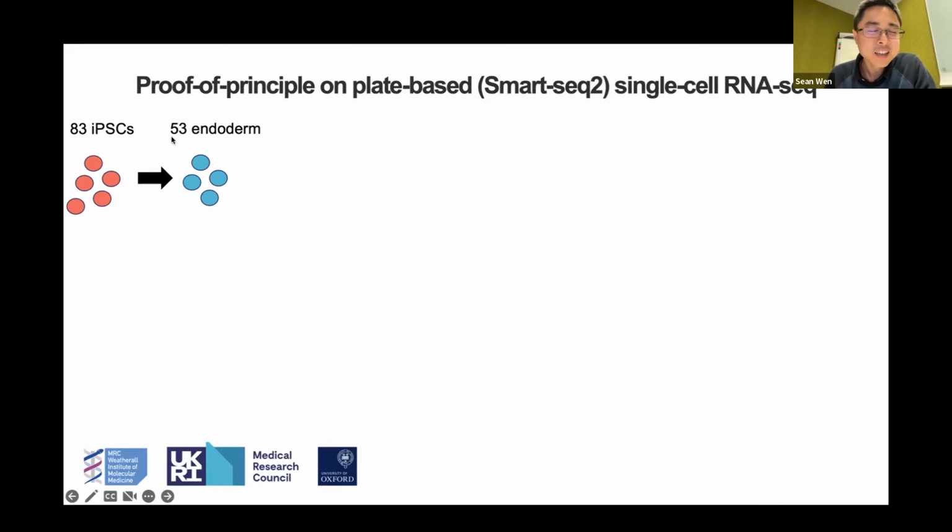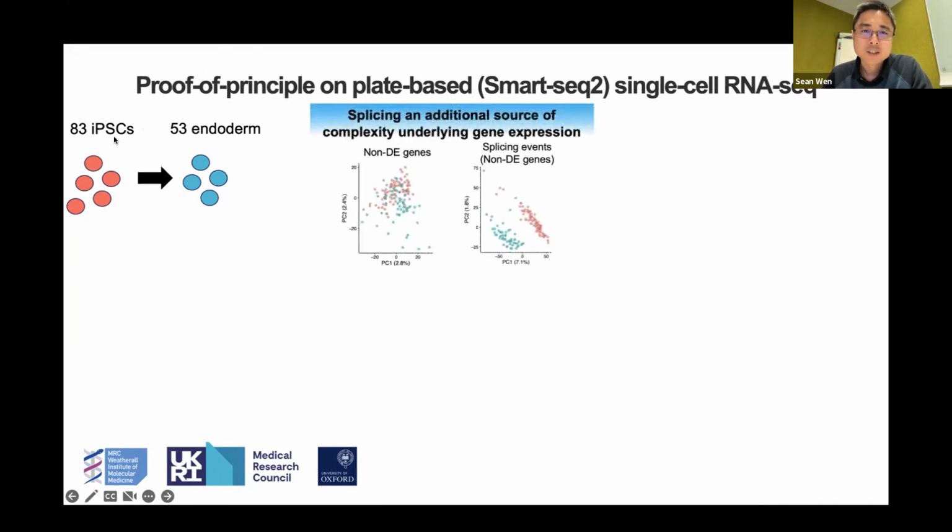platform. For this proof of principle, I have chosen two very different cell types to show. The first cell type is induced pluripotent stem cells, and the second cell type is endoderm cells that have been differentiated from this set of stem cells. This has always been my favorite figure to show whenever I talk about alternative splicing. The title of this is Splicing as an Additional Source of Complexity Under Gene Expression.